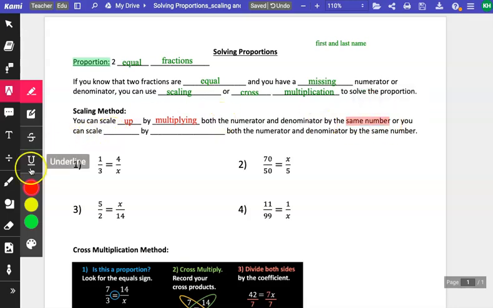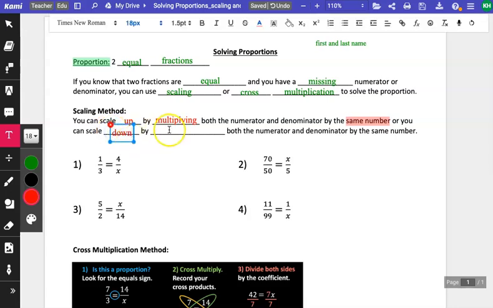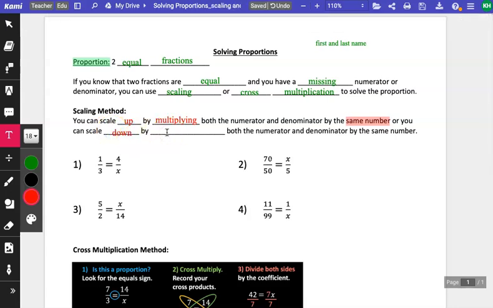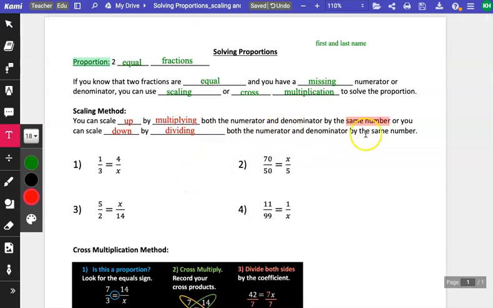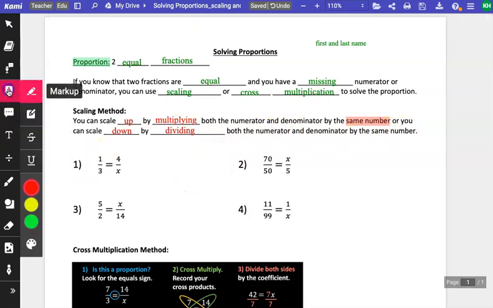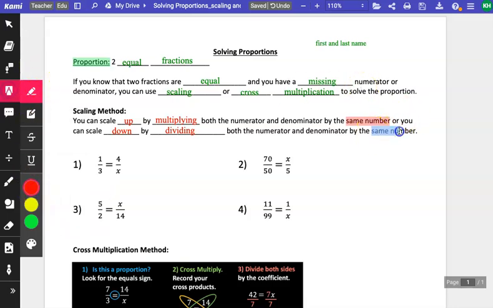Or you can scale down by dividing both the numerator and denominator by the same number. I'll just move those a little bit so it looks better. We're going to highlight that too. All right, so let me show you what I mean.